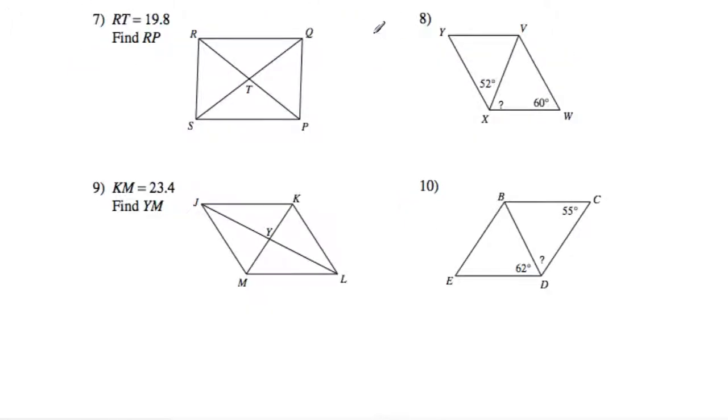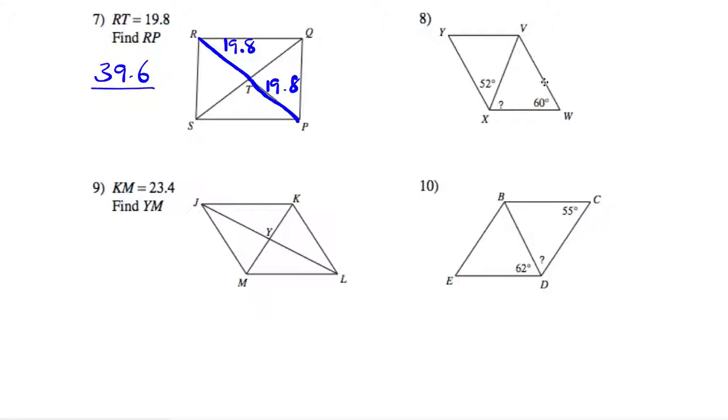Here we work with diagonals. So if we know that RT is 19.8, well, because this is part of a diagonal that's being intersected by another diagonal, that means that this diagonal here must be the same distance. So RP would be the sum of those two, which would be 39.6.